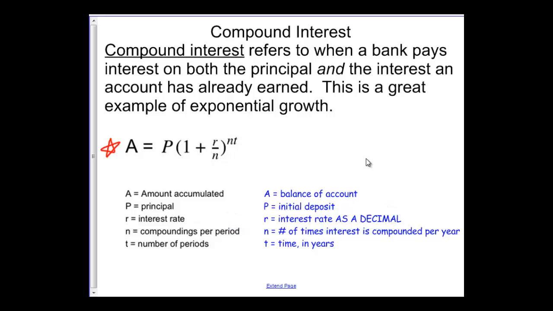And then N is the number of times interest is compounded per year, and T is the time in years. Make sure you have this formula in your notes. Make sure you have the different parts of the formula in your notes as well, so you understand how to use it. This is where you're going to want your calculators too.